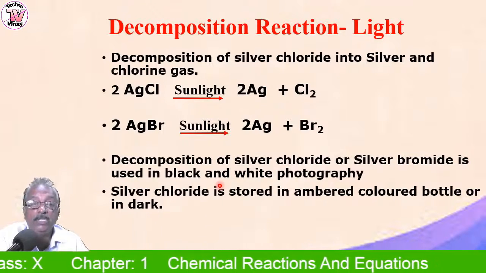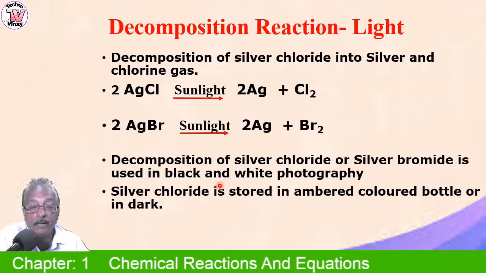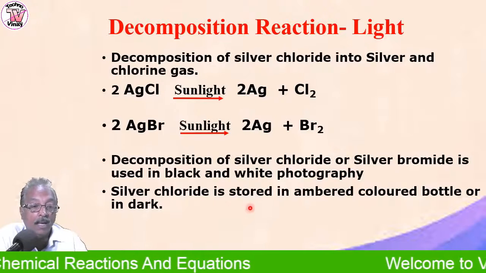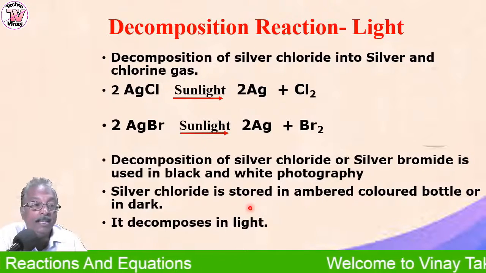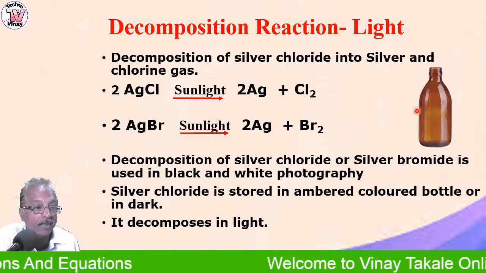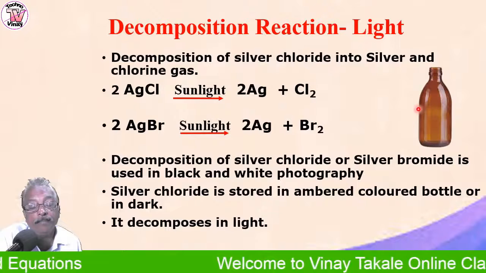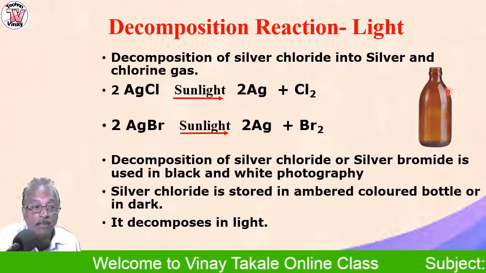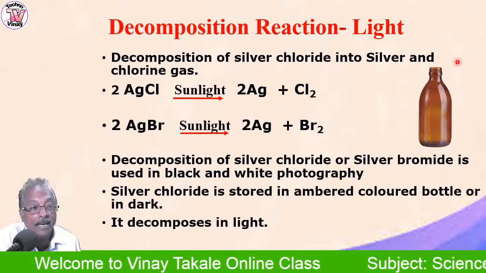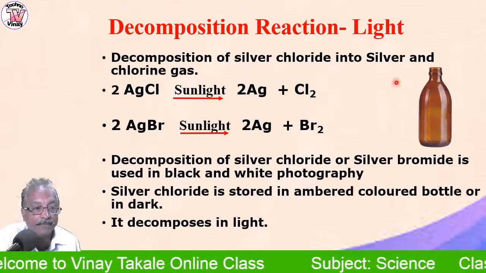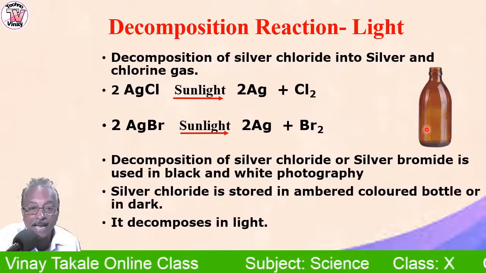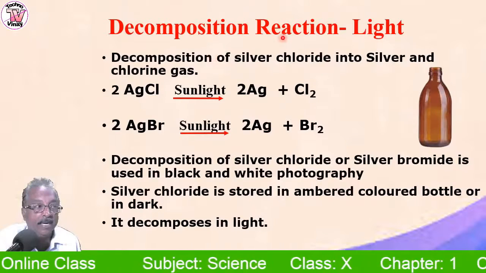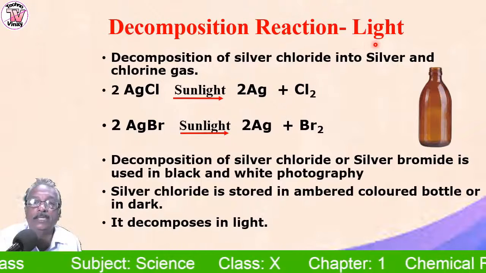So that is the reason why, just to avoid silver chloride from undergoing decomposition, silver chloride is stored in amber color bottles. I think you must have seen these types of bottles. Some of the medicines are also stored in this brown color bottle, which is also known as amber color bottle. Why? It will not allow the light to pass inside. Certain medicines which are being packed are also packed in such types of bottles. So this is the decomposition reaction occurring due to light.